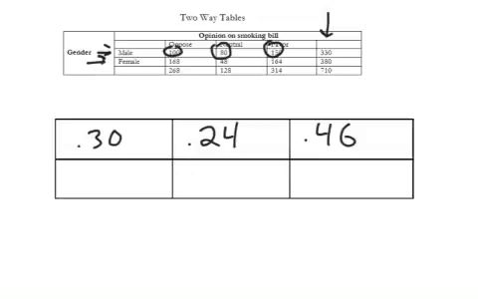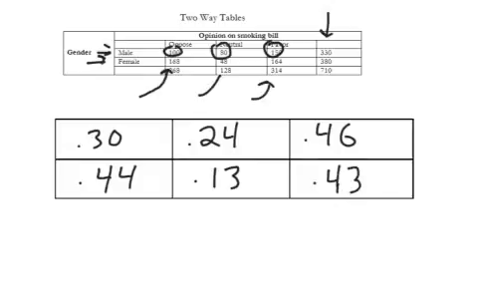And we do the same thing for the females. We'll take 168 and divide by 380, and 48 divided by 380, and 164 divided by 380.